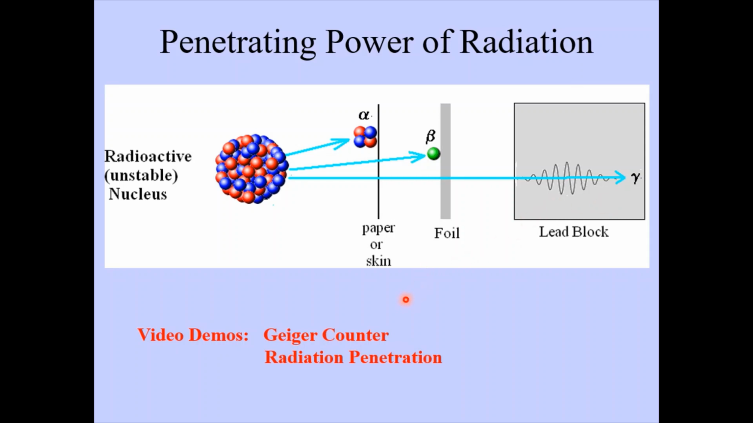So let's take a look at a couple videos. You're first going to learn how an instrument called a Geiger counter works. The purpose of a Geiger counter is to detect radiation like the alpha, beta, and gamma. And then you'll see a demonstration of the radiation penetration.